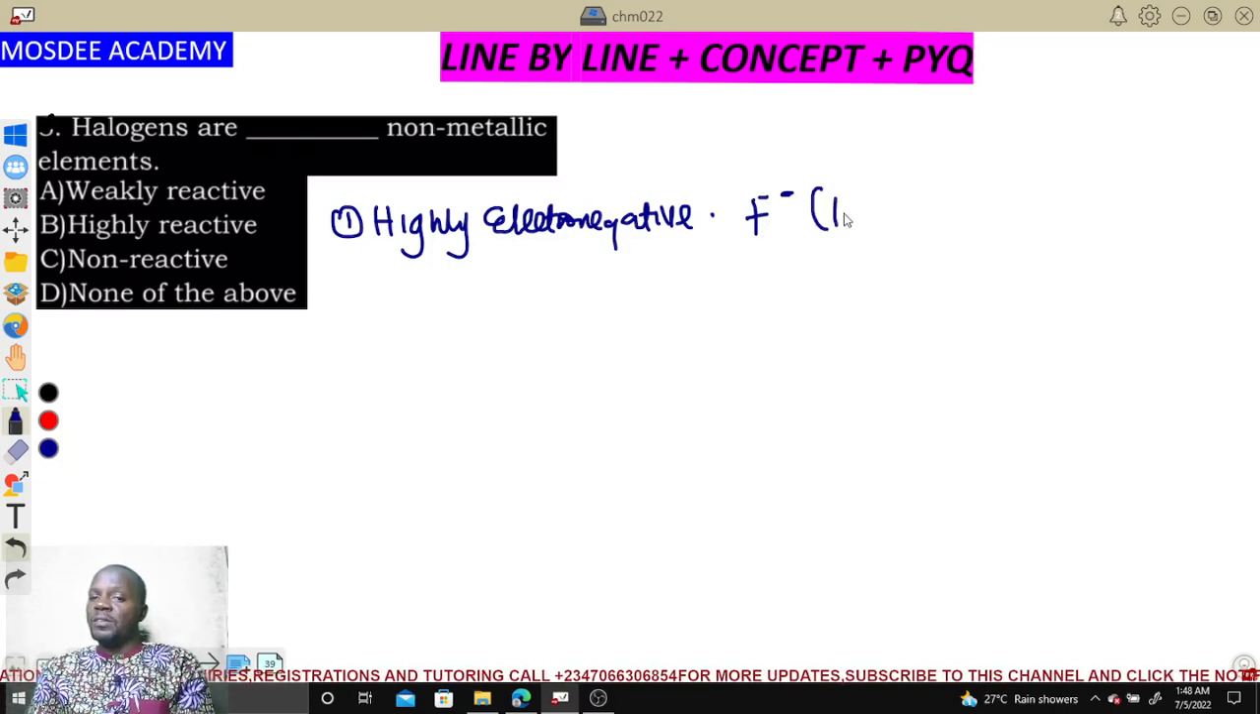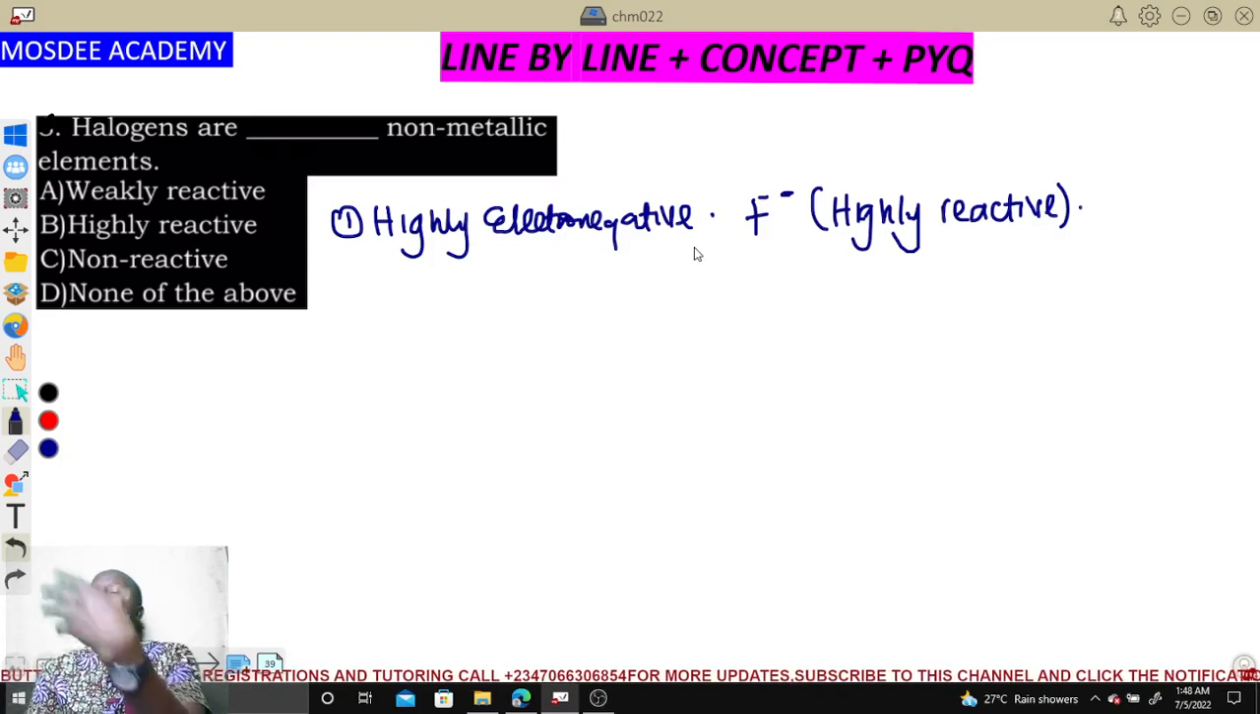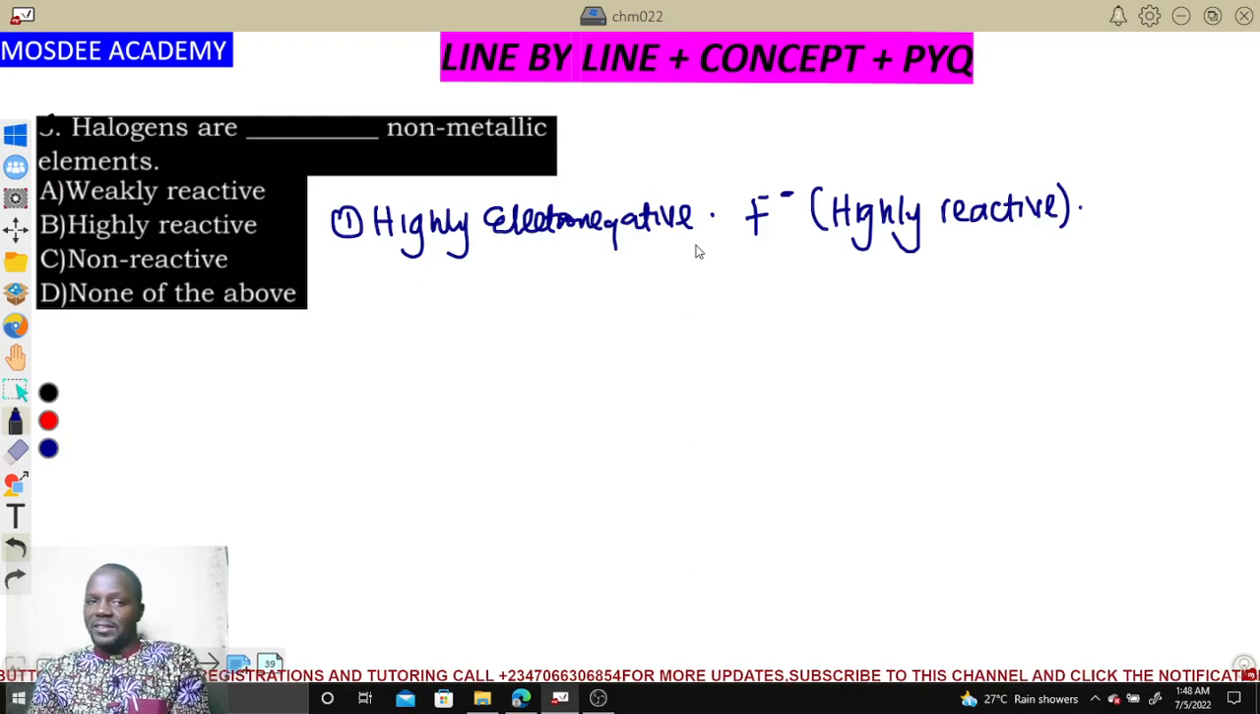They are highly reactive. Why? It's because they don't easily ionize. Please note that, so ionization enthalpy is high. They don't easily give up electrons, so they have high ionization enthalpy and high electronegativity. So note that; those are their common characteristics. So they are very, very reactive. In fact, they are said to be the most reactive non-metals.